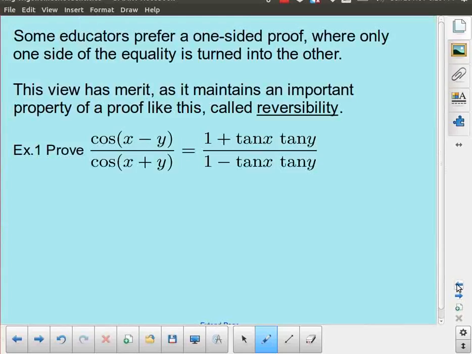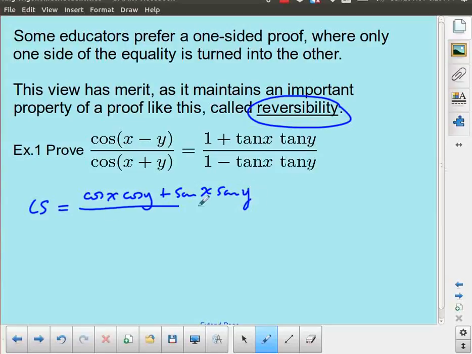And now I'm just going to pursue this out of some interest that people might have, just understanding this idea of the term reversibility. I'm going to do exactly what I did before, which is I'm going to start with this left side, and so that's going to be cos x cos y plus sine x sine y over cos x cos y minus sine x sine y. It's not actually that much more to do.